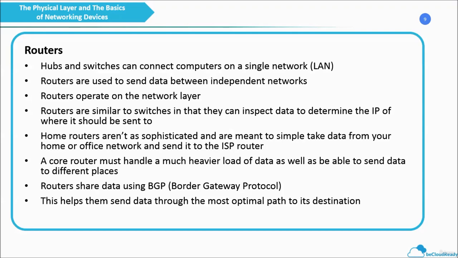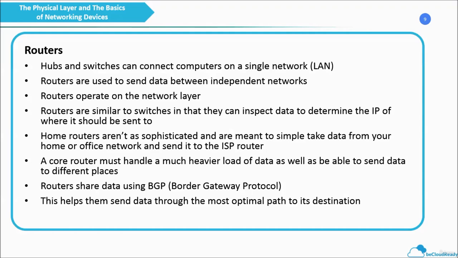Routers. Hubs and switches can connect computers on a single network, which is called a LAN, or a local area network. Routers, on the other hand, are used to send data between independent networks. Routers operate on the network layer, and they are also very similar to switches in that they can inspect the data to determine the IP of where the data is meant to be sent to.